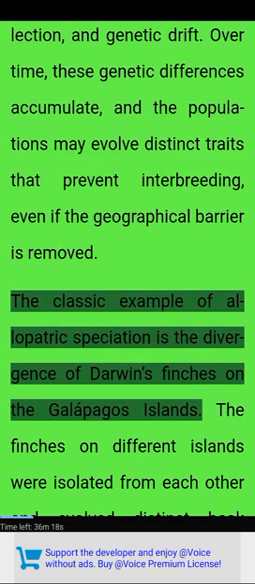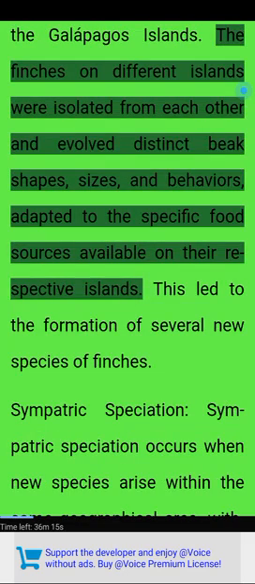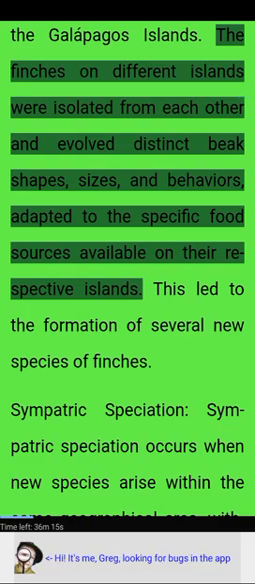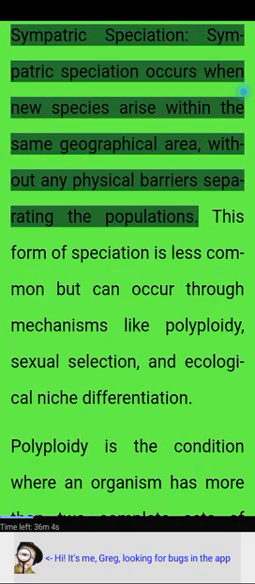The classic example of allopatric speciation is the divergence of Darwin's finches on the Galapagos Islands. The finches on different islands were isolated from each other and evolved distinct beak shapes, sizes, and behaviors, adapted to the specific food sources available on their respective islands. This led to the formation of several new species of finches.